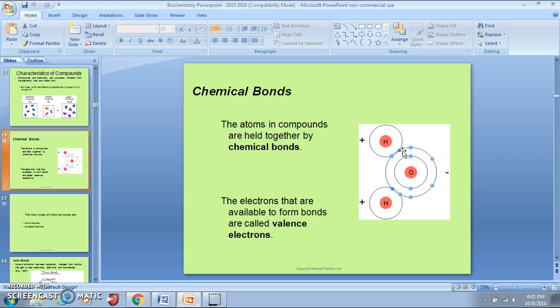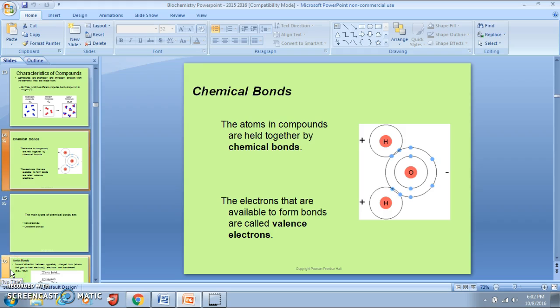The electrons that are able to participate in these chemical bonds are called valence electrons, and those are the ones that are located farthest out from the nucleus of the atom. So here we see with oxygen that we have these 2 electrons close to the oxygen nucleus, but we have several further out that are able to participate in chemical bonds, and those are called our valence electrons.